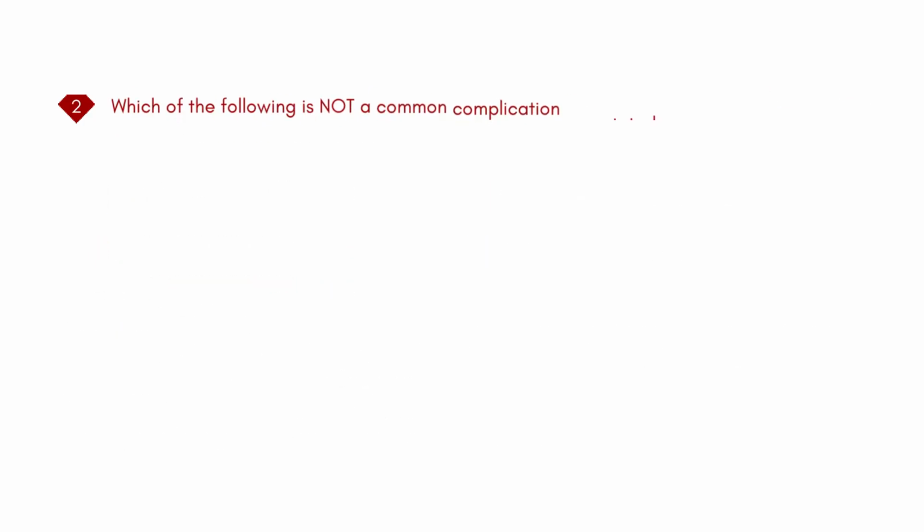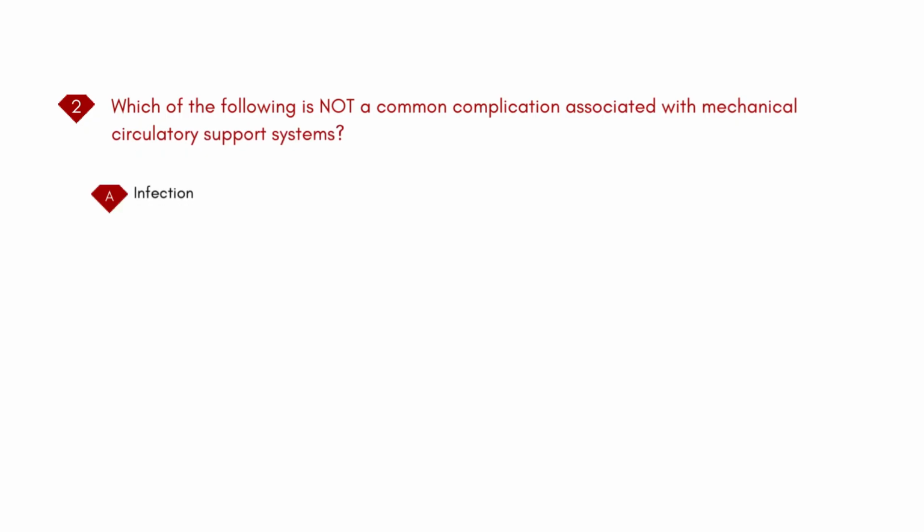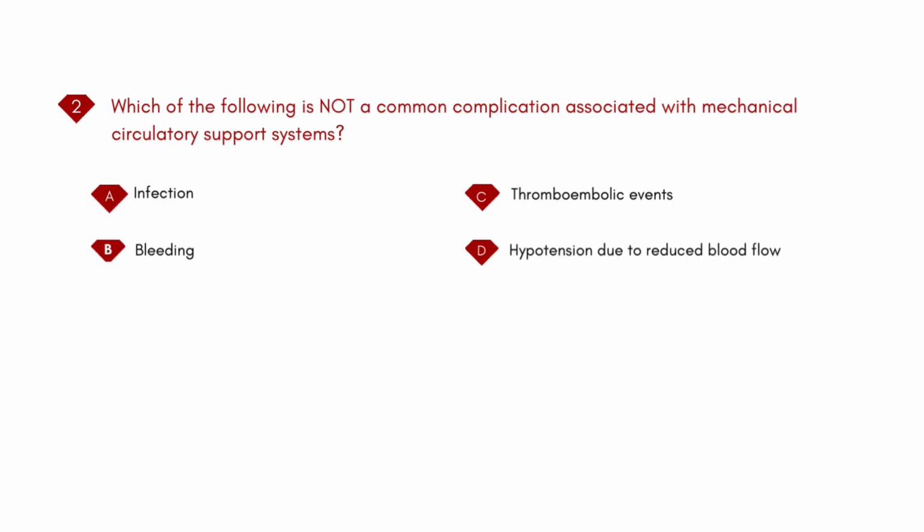Which of the following is not a common complication associated with mechanical circulatory support systems? A. Infection. B. Bleeding. C. Thromboembolic events. D. Hypotension due to reduced blood flow. Answer: D. Hypotension due to reduced blood flow.